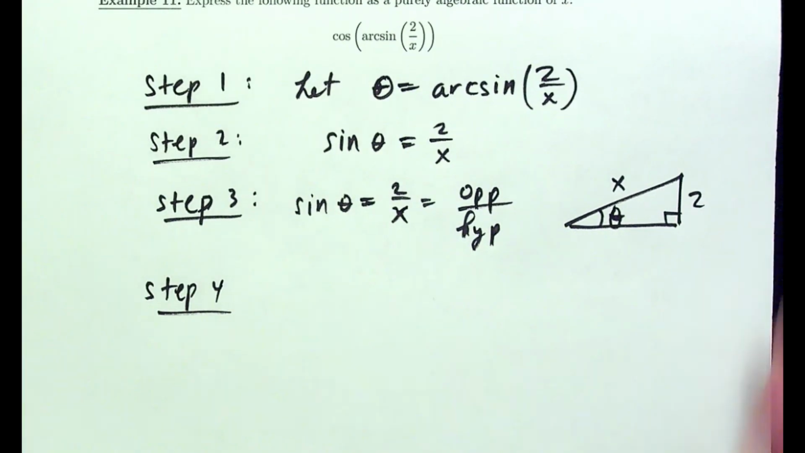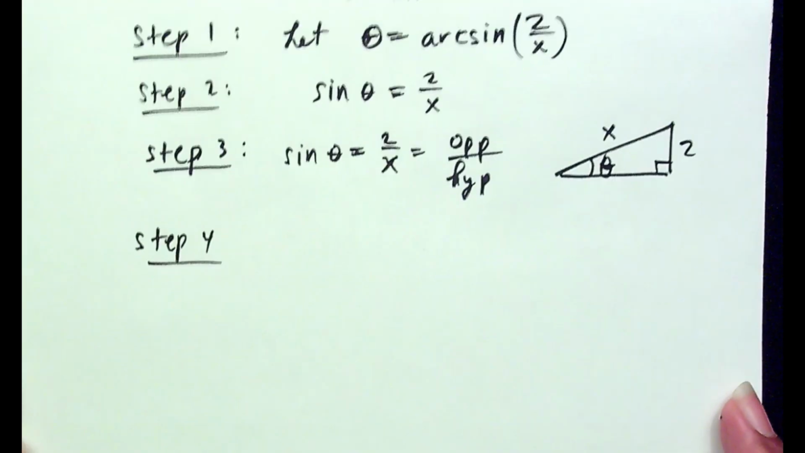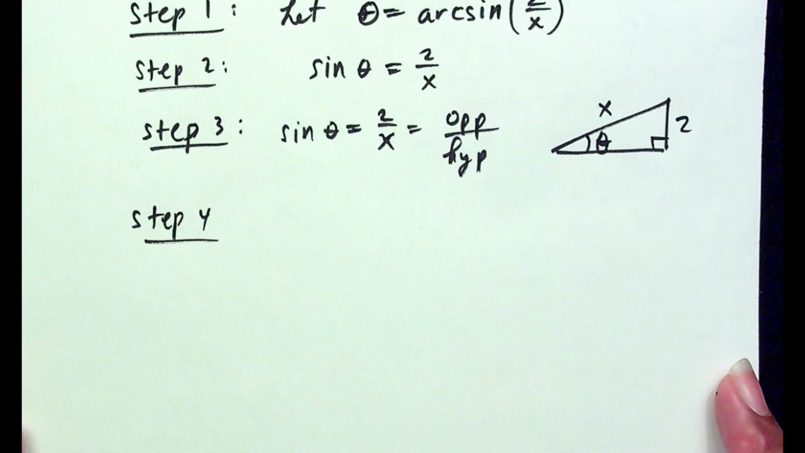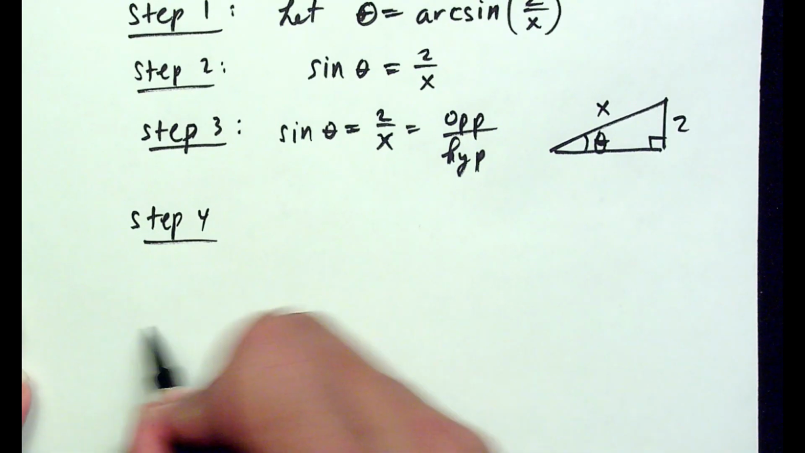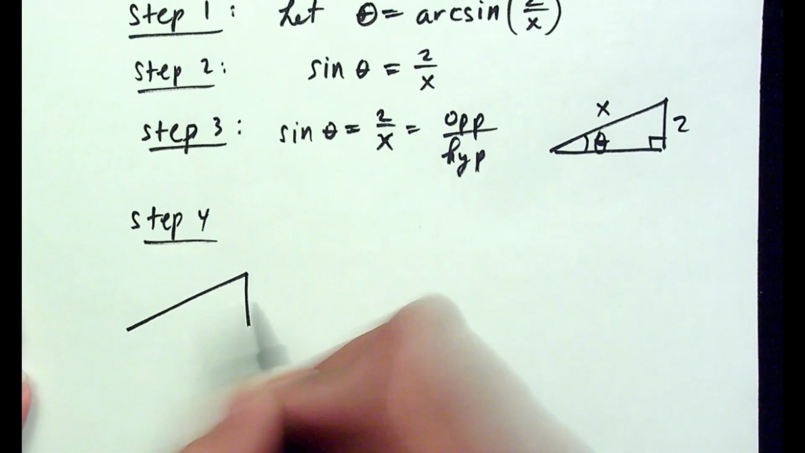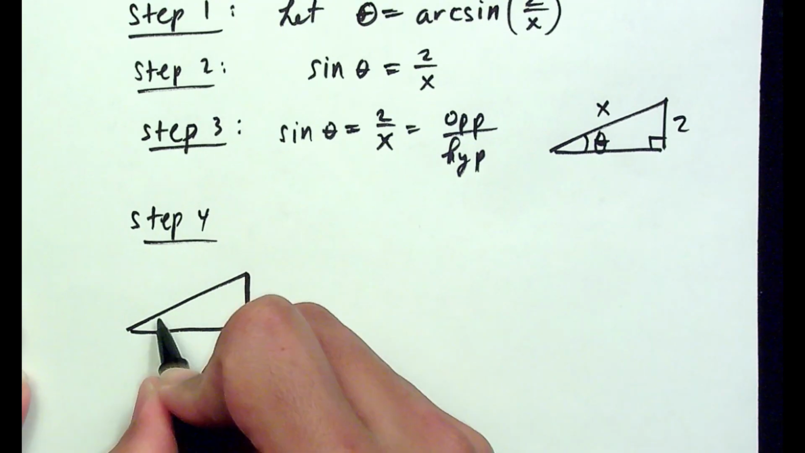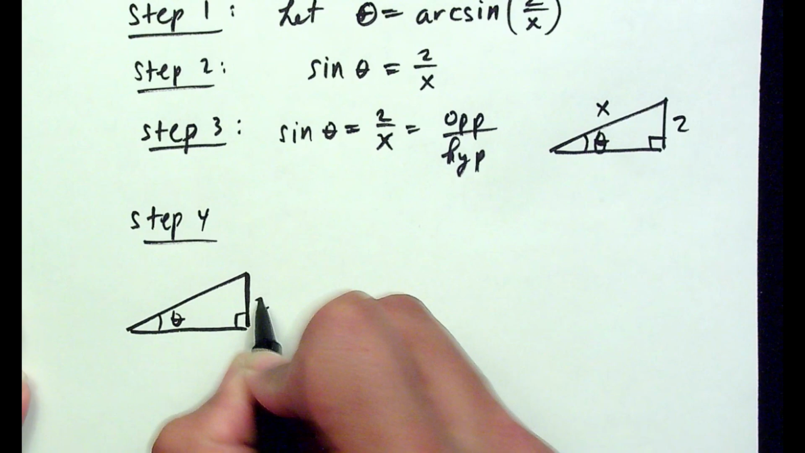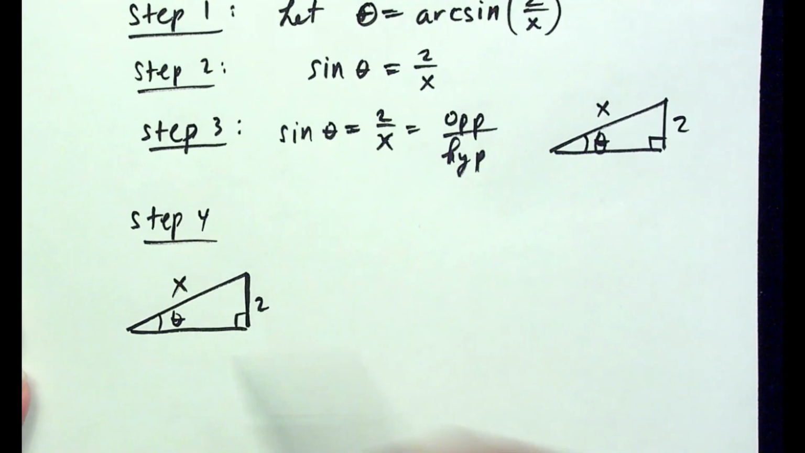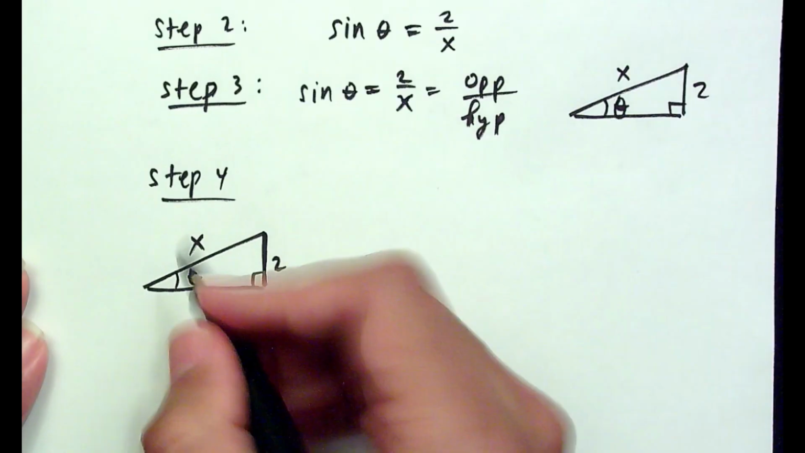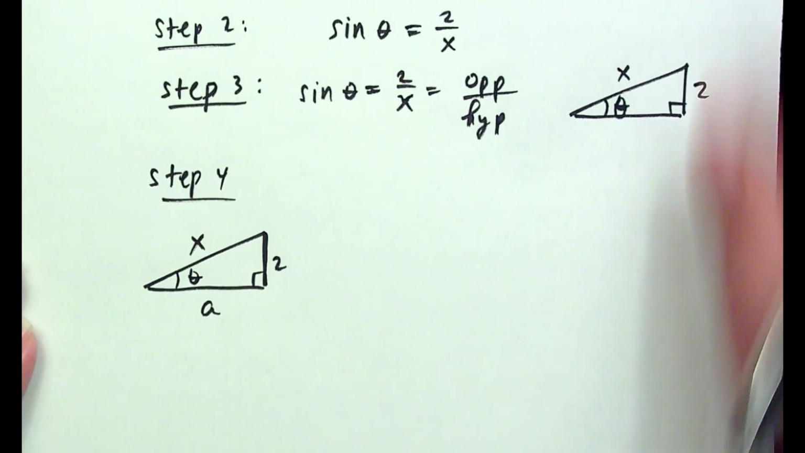Step 4, we're going to complete this triangle using Pythagoras theorem. I'm just going to draw it again. Okay, and we need to figure out what that side is. Let's give it a name. Let's call it A again.